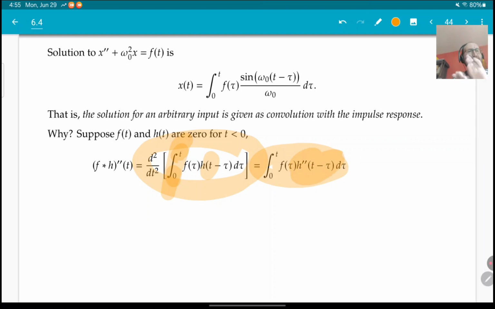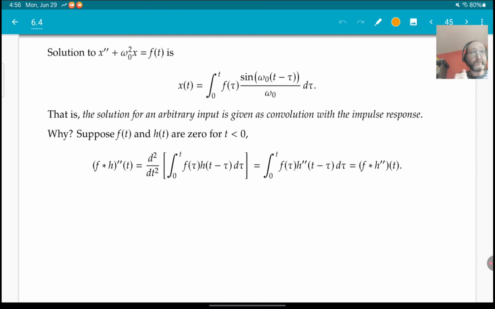That's a very standard computation with convolution. You can think of the derivative of a convolution as really falling on one of the two convolved functions. If we know something about the derivatives of one of them, which in this case is h, we can have the derivatives fall on h. So the second derivative of f convolved with h is f convolved with the second derivative of h.